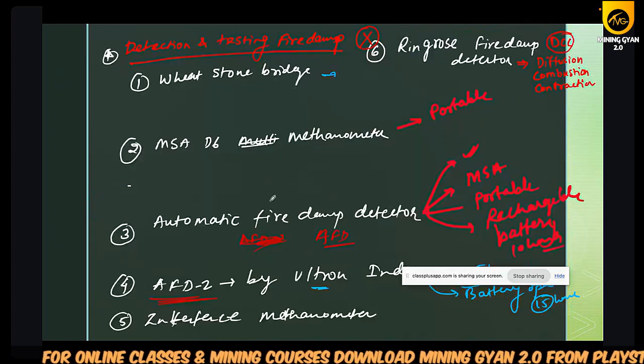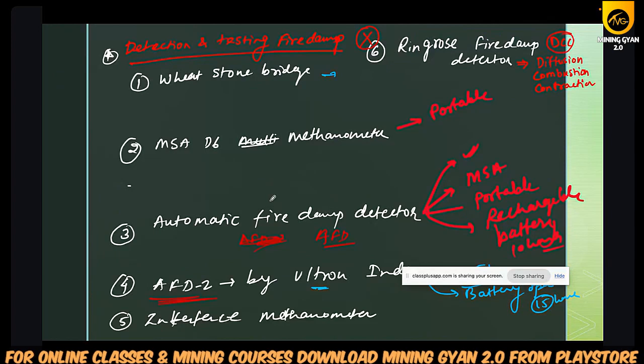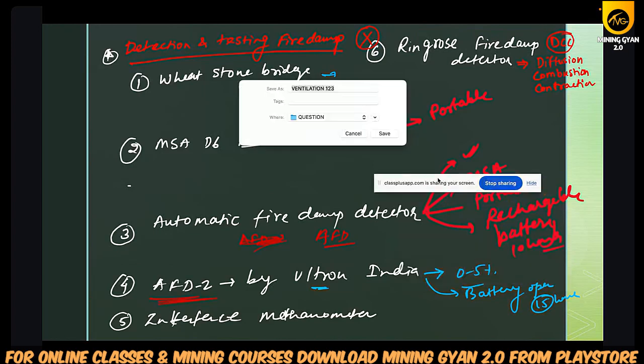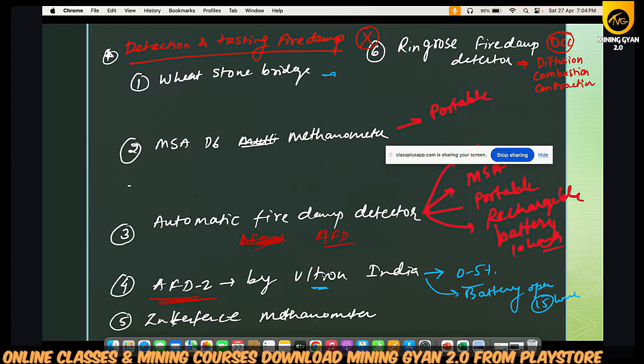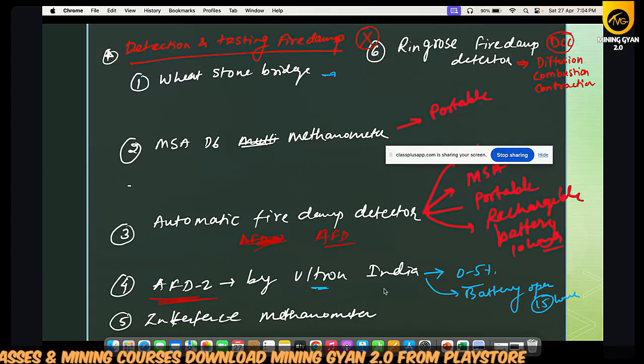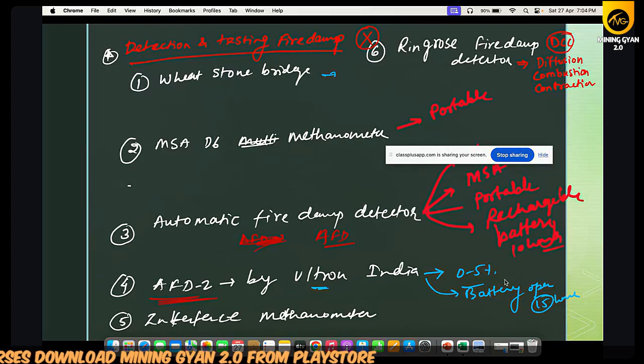Okay, and detection testing. We have seen these. So see, MSA D6 methanometer is portable. And automatic firedamp detector means AFD. AFD is MSA and portable, rechargeable battery up to 10 hours. Then we have seen AFD2. AFD2 is made by Ultron India, is effective for 0 to 5% methane, and battery operated up to 15 hours.